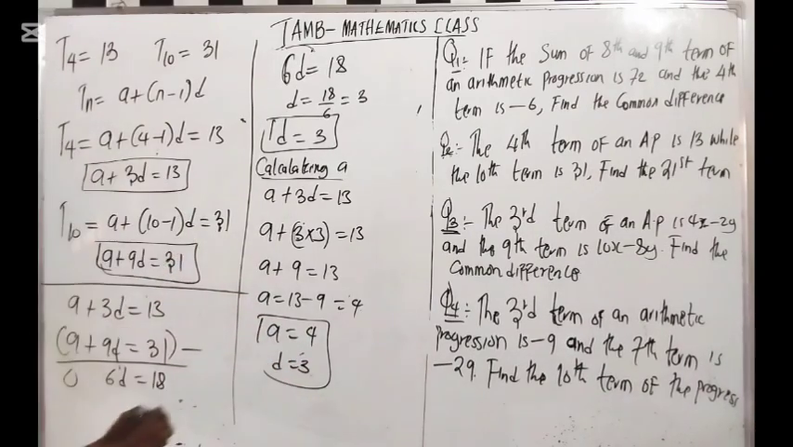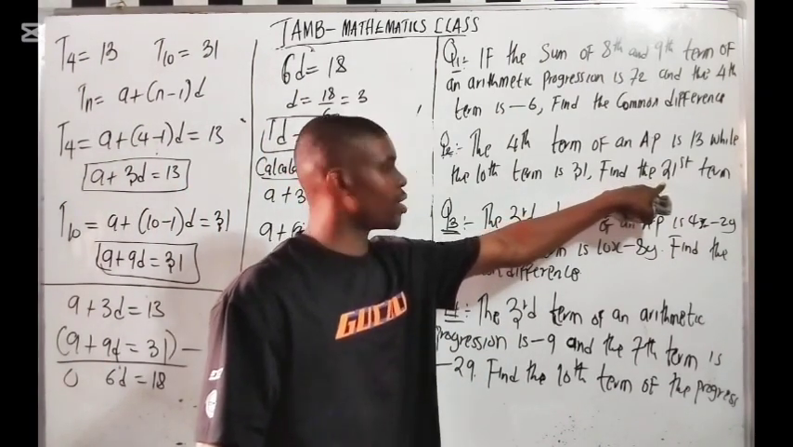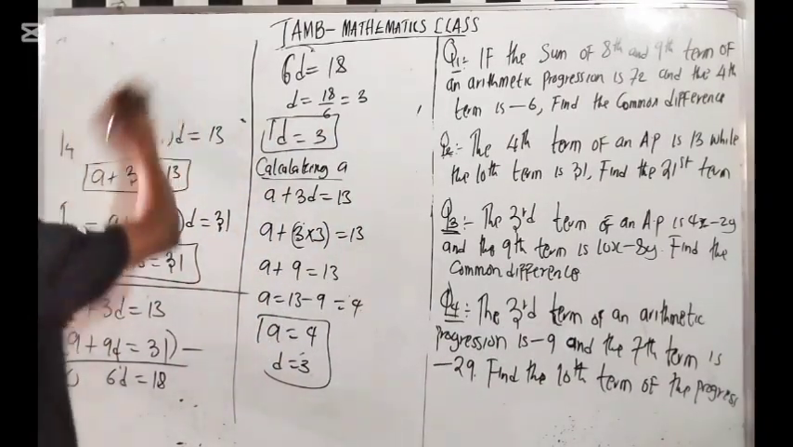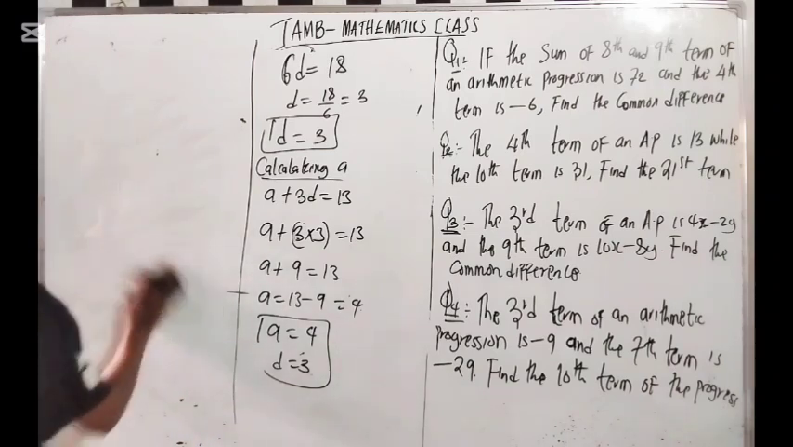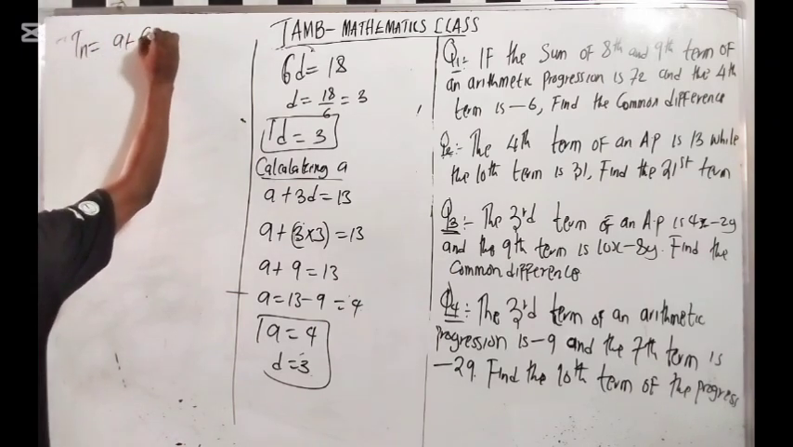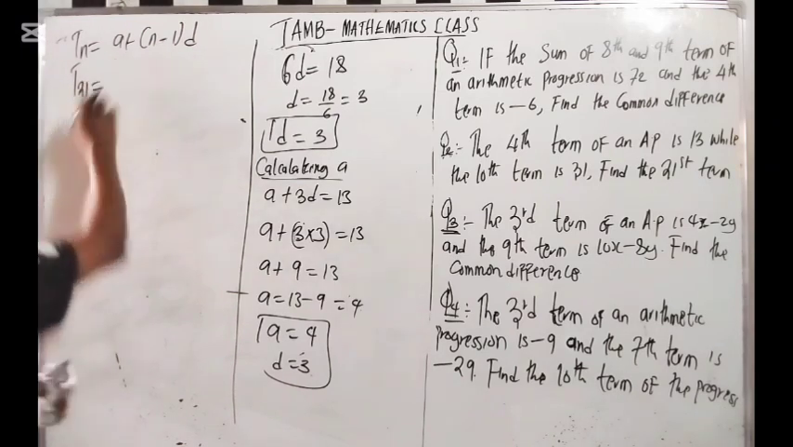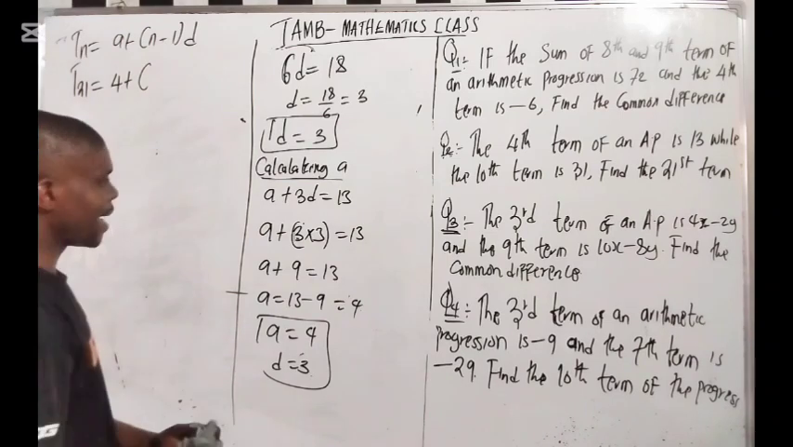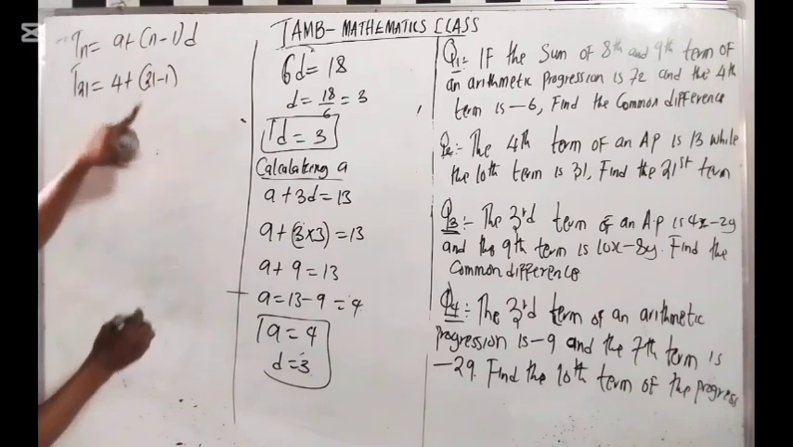Now from here, remember, what is the question again? The question says find the 21st term, right? So from here, you can now easily get my 21st term. So remember, Tn equals a plus n minus 1 d, right? So my 21st term here equals, my a is 4, plus my n. What is my n? My n is 21, so 21 minus 1.